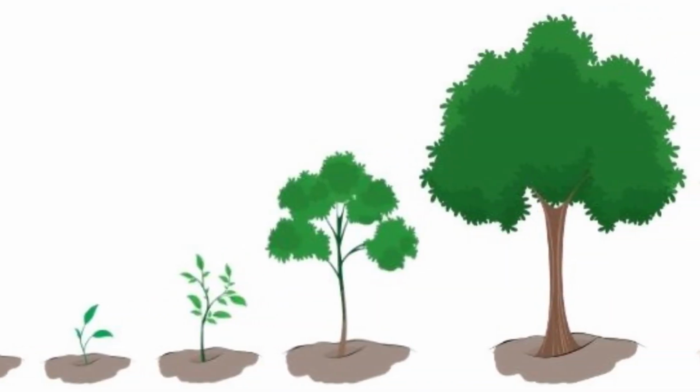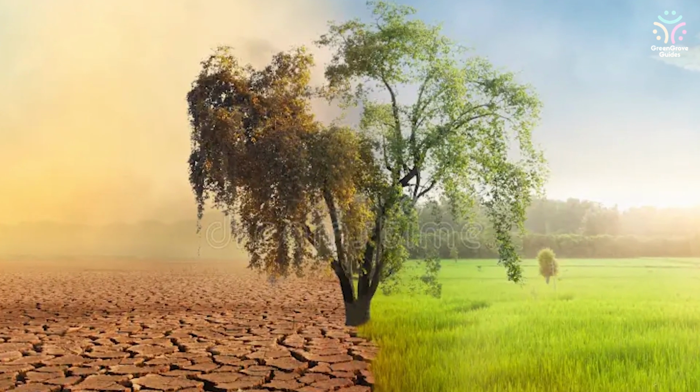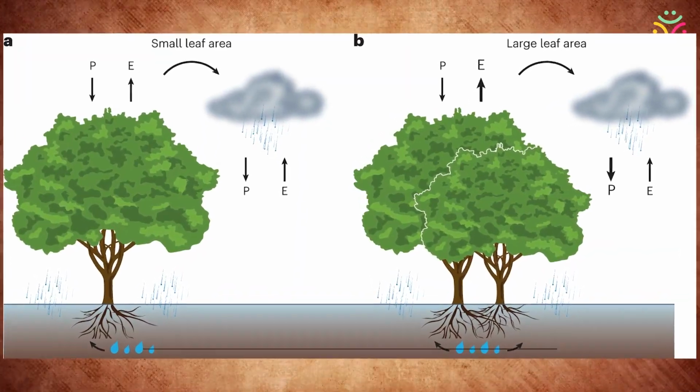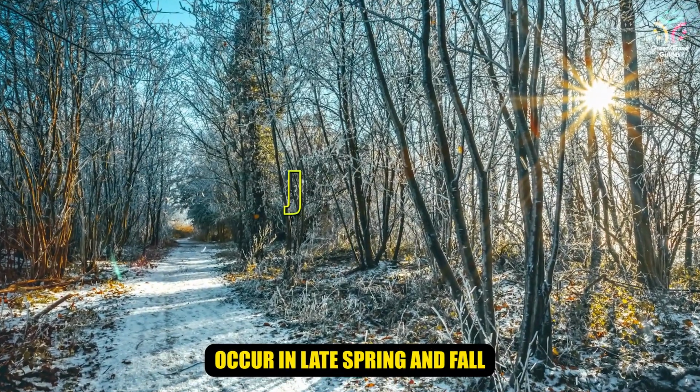However, in addition to its normal life cycle, a tree will experience seasonal changes caused by changes in temperature, light, and water availability. The two most significant seasonal shifts occur in late spring and fall.